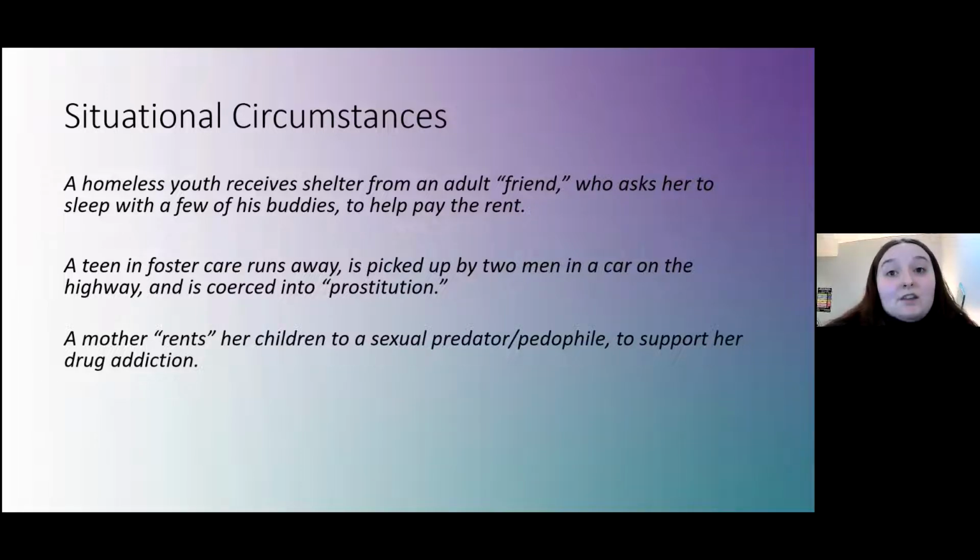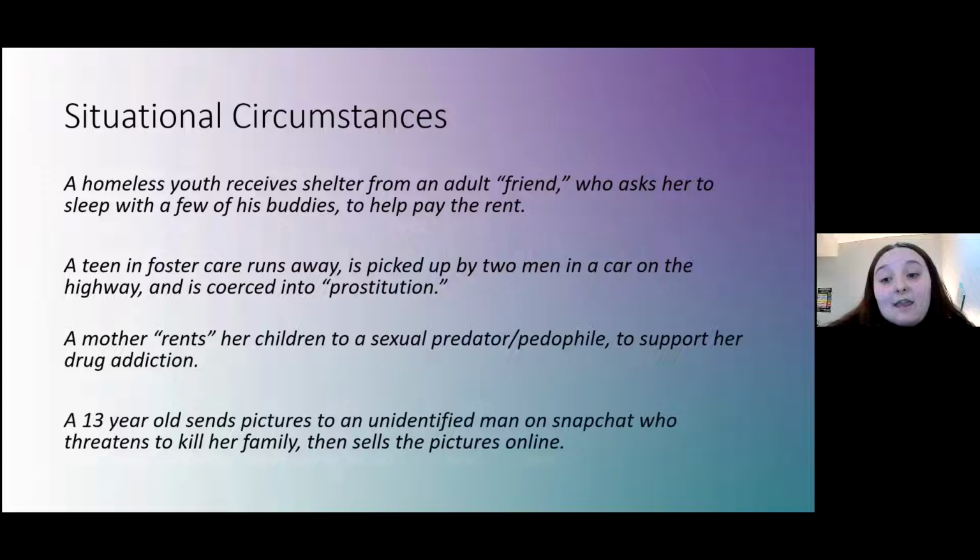For example, a great story my supervisor shared with me is that she once was working with a teen boy at Hillside, and he had been sexually abused by multiple men, all being boyfriends of his mother, and she would allow these men to sexually abuse her son in exchange for rent, drugs, and companionship.